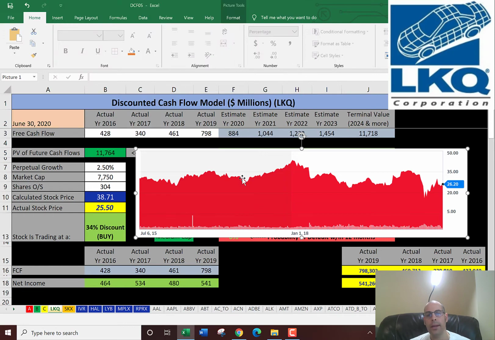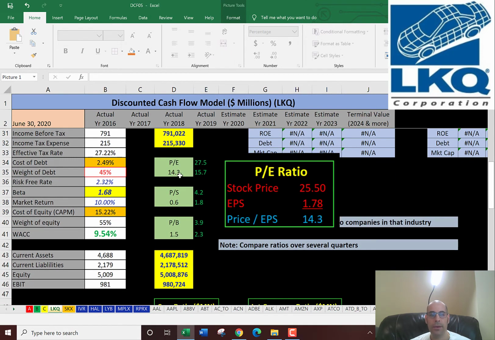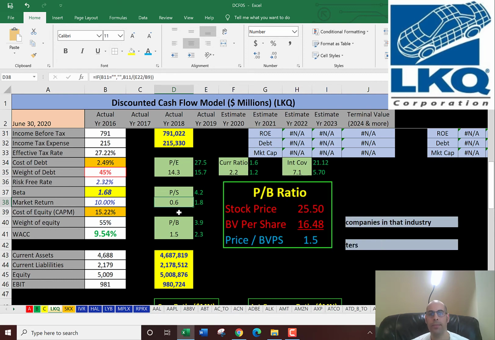Let's look at their financial ratios to get more information on the business. So they have a pretty good PE, 14.3. I like to see under 15 on a stock. That's price to stock over earnings per share. Really good price to sales ratio, 0.6. That's price to stock over sales per share. That means investors are willing to pay 60 cents for $1 of sales. So getting good value in that category. Also a good price to book, 1.5. That's price to stock over book value per share.